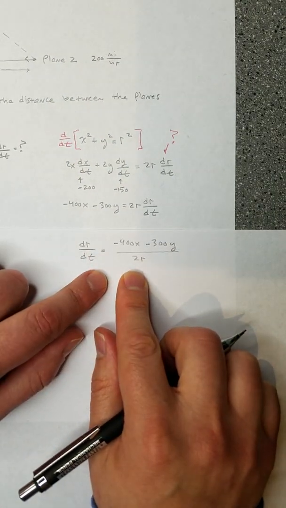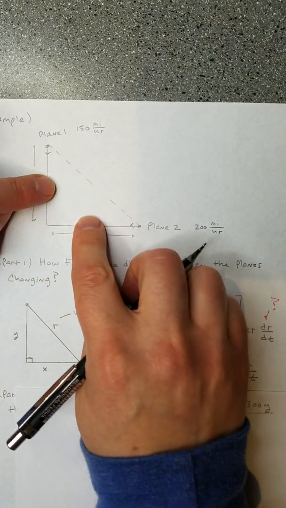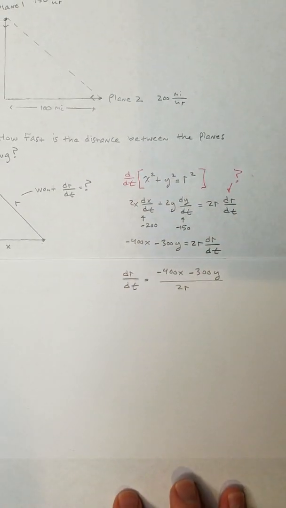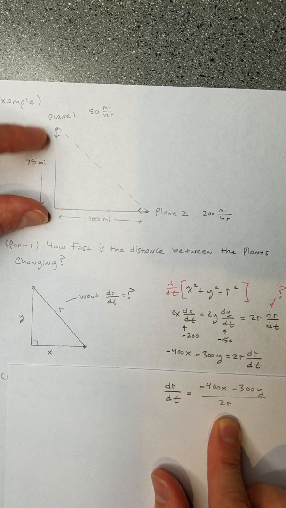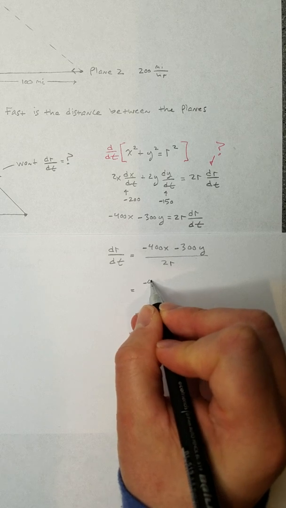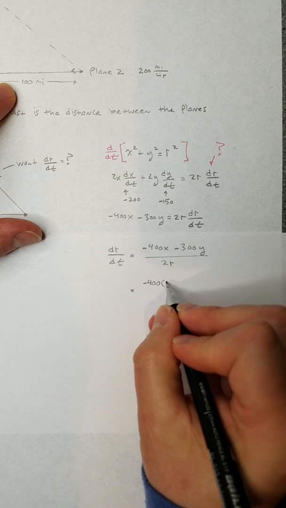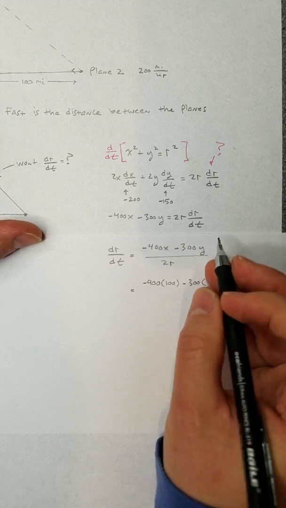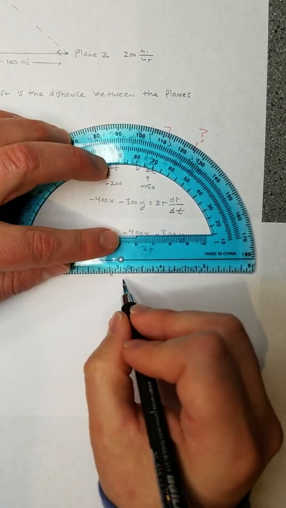Okay, but you need to know where they are. How fast the distance between the planes is changing depends on how far away from each other they are and so on. So the condition of the problem was that this plane was 100 miles out that way and this plane was 75 miles out that way. So I know a little bit of this, okay? I happen to know that x is 100. And I happen to know that y was 75.